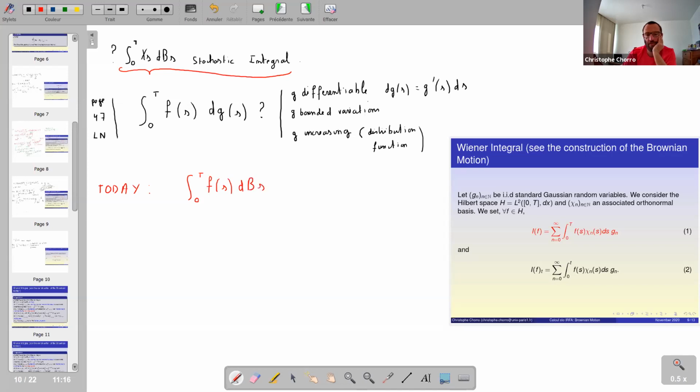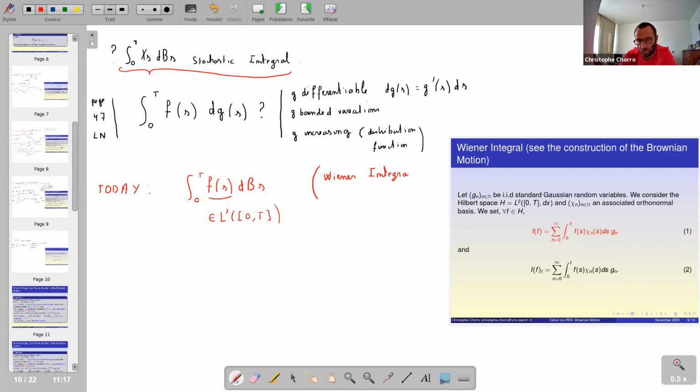Where f belongs to L2 of 0 capital T. Here, we are not going to focus on integral of stochastic processes with respect to the Brownian motion, but just integral of mappings with respect to the Brownian motion. And in fact, it's a job I have already done, and I will remind you just after. It's what we have defined as the Wiener integral.